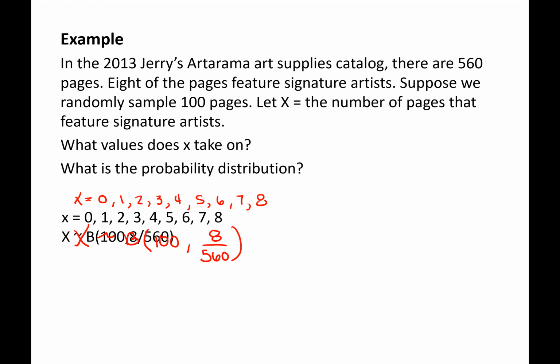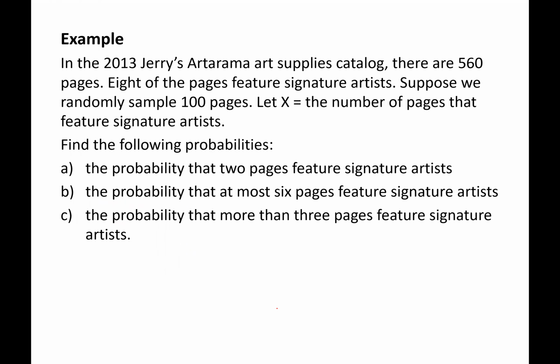So now let's calculate some probabilities. Let's find the probability that exactly 2 pages feature the signature artist. This would be the probability that X is exactly 2. So how would we do that? Well, we would use our calculator and we would use a binom PDF because we're looking for the random variable to take on an exact value, not anything greater than or less than, but exactly 2.